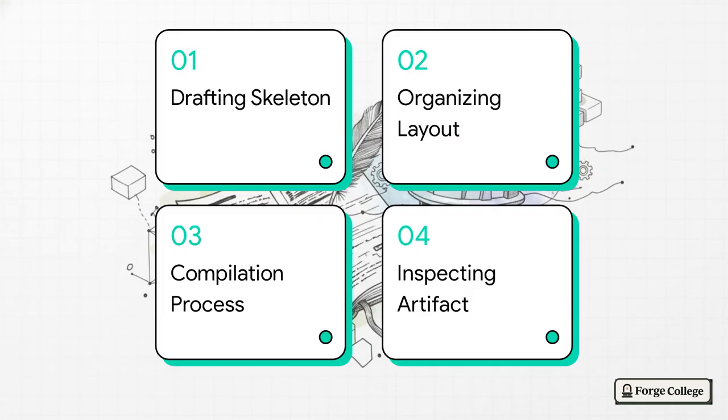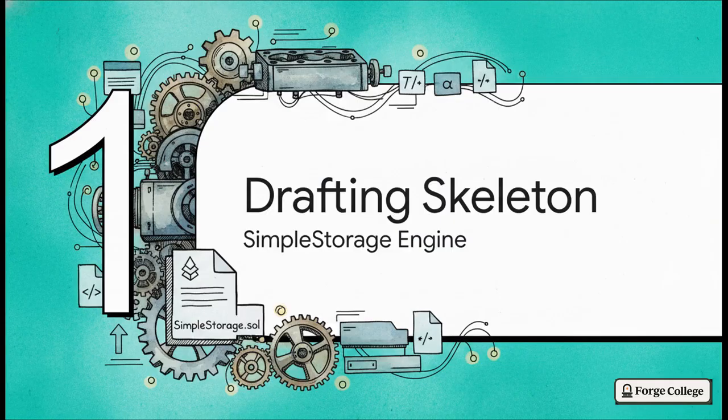We'll start with a welcome to the workshop, move on to drafting the contract skeleton, organizing the project layout, going through the compilation process, and finally, inspecting your final artifact. Section 1. Drafting the contract skeleton, building the simple storage engine block.